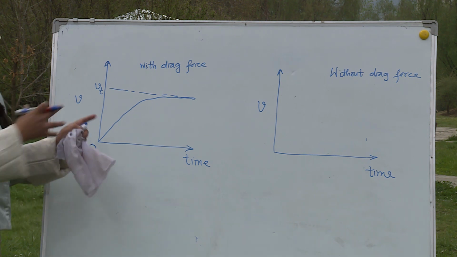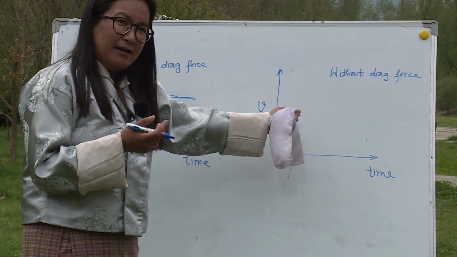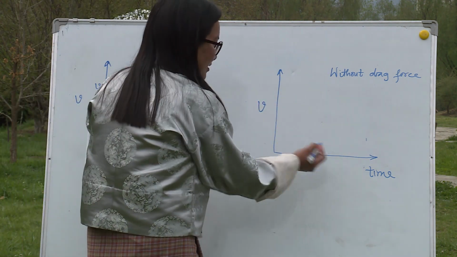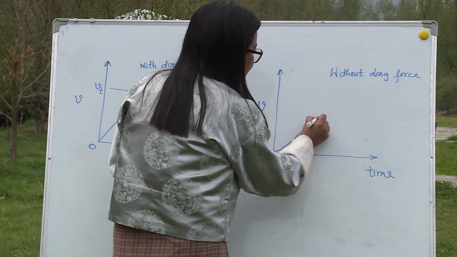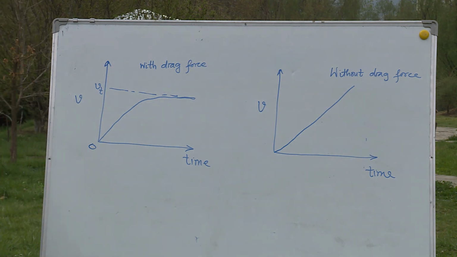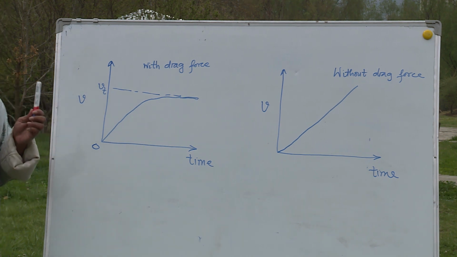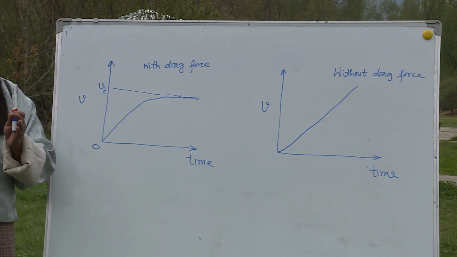So it shows that the velocity increases exponentially. Now if there is no air, if there is vacuum, then what happens? Your velocity will increase linearly with time because there is no upward resistive force. Okay, now this was the case when there was only air.